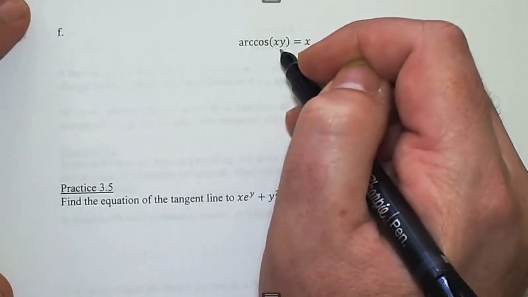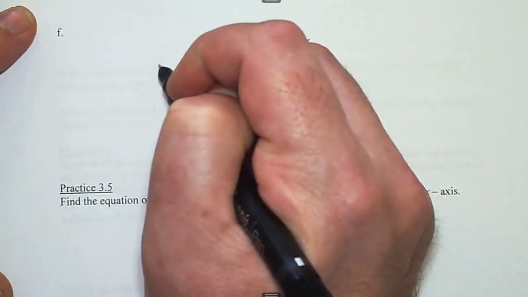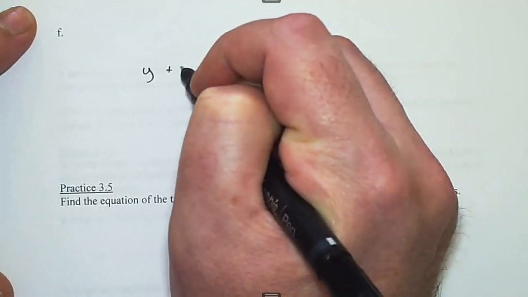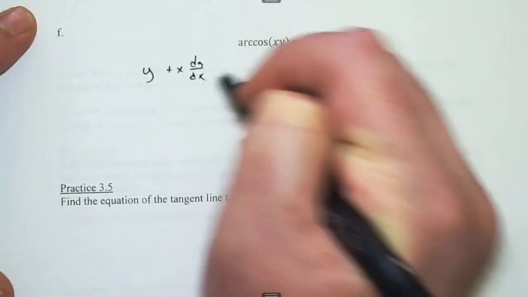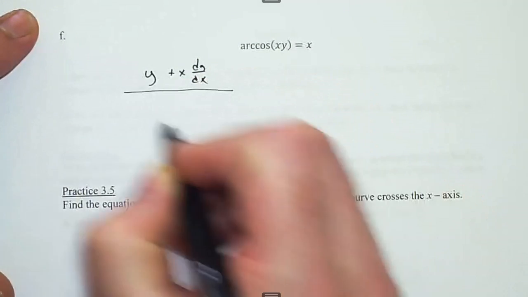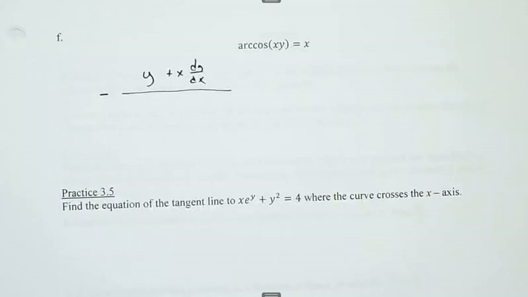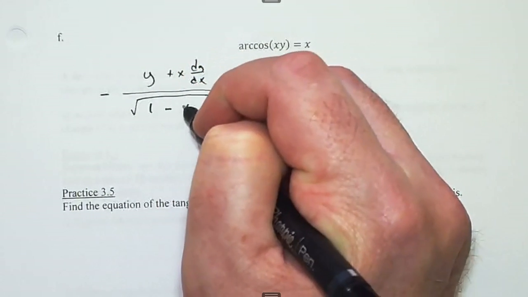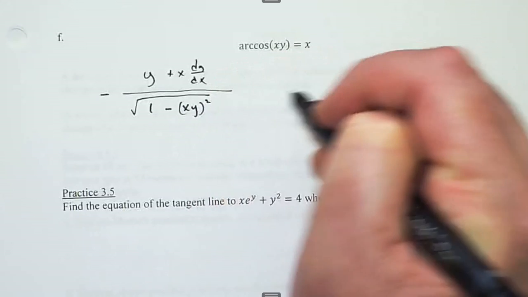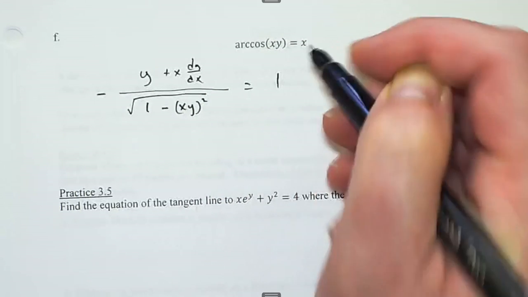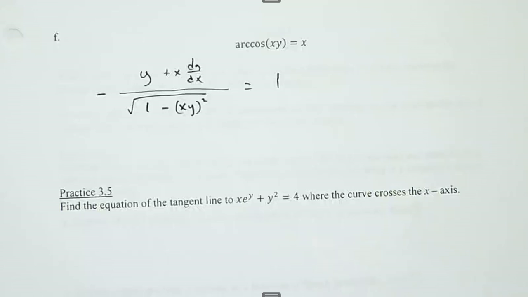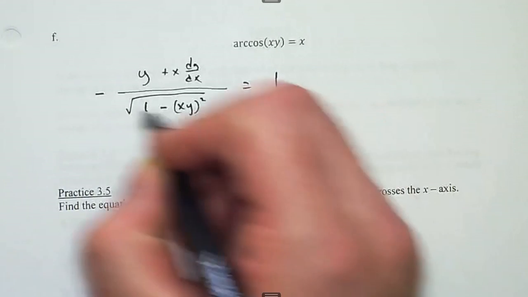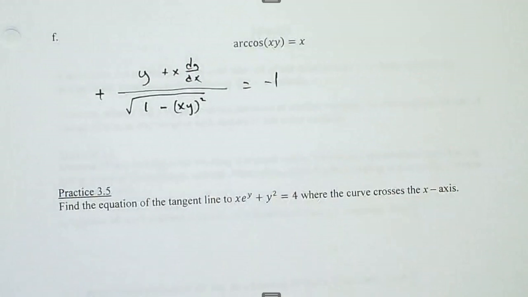So the derivative of arc cosine is u prime. Derivative of the first times the second plus the first times derivative of the second. u prime over, it's negative, don't forget arc cosine is negative, over the square root of 1 minus u squared. And derivative of x is 1. So this one's not too bad. We'll just multiply both sides by a negative 1. Make that plus and a negative, okay?